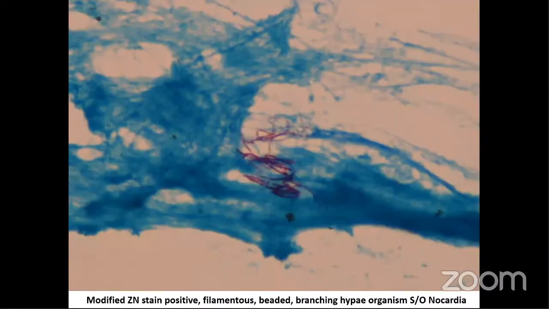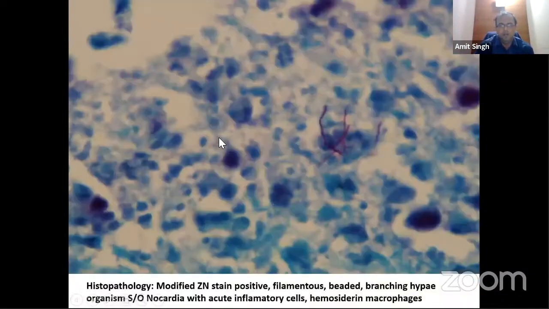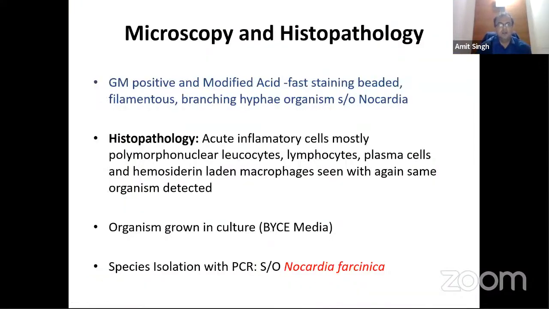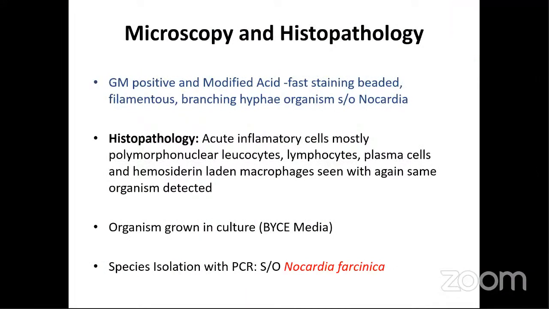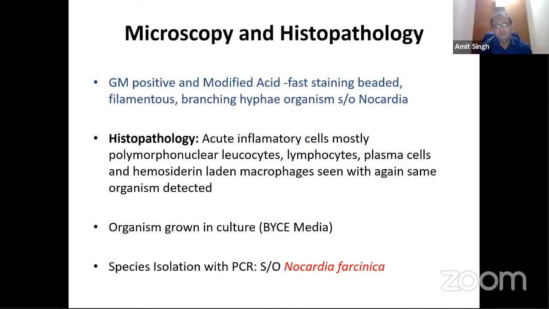So in these images, we can see the organism. This image is showing the beaded character of the organism, and histopathology was showing acute inflammatory cells, hemosiderin-laden macrophages, and organism. Again, organism was present in the histopathology. So this gram-positive, modified acid-fast, beaded filamentous branching hyphae-like organism was nocardia, and it was grown in the culture media also, and species isolation by PCR was done, and it came out to be Nocardia farcinica.